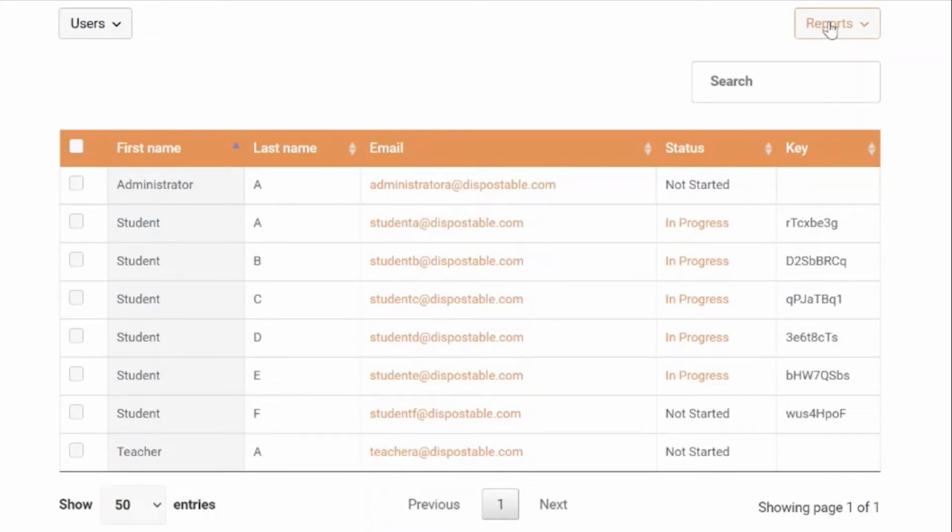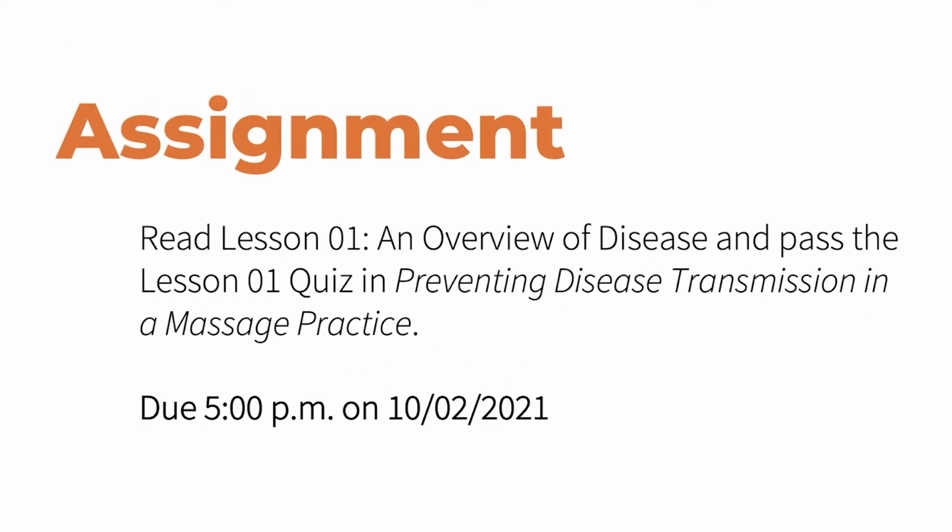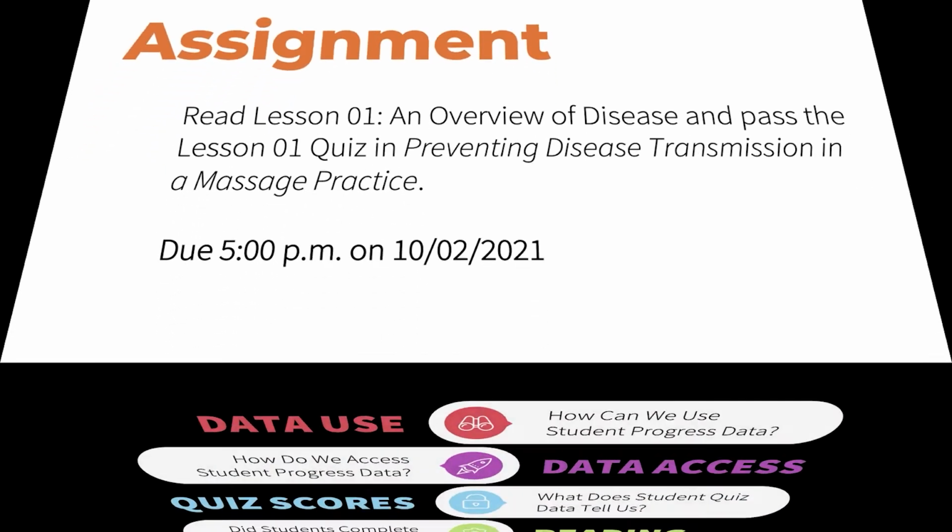All right, let's step back for a moment and let's imagine that I've given my students their first assignment. They had 1 week to read Lesson 1, an overview of disease, and pass the Lesson 1 quiz. Their due date is 5:00 p.m. on the evening before the class. It's now 6:00 p.m. and I want to see which of my students completed the assignment on time for full points. The first thing we'll check is how students did on the quiz.